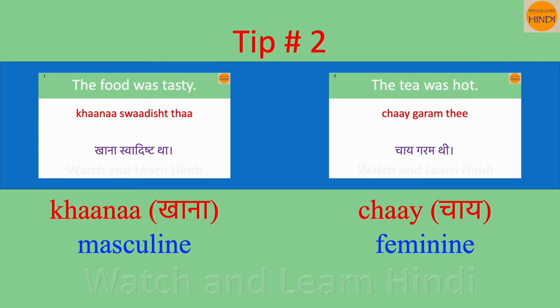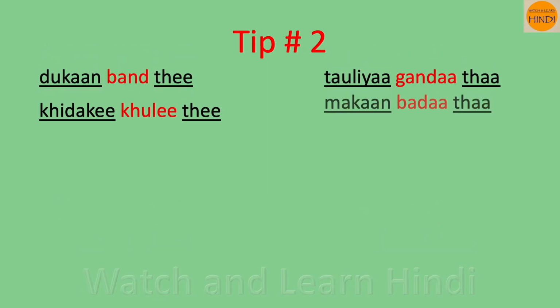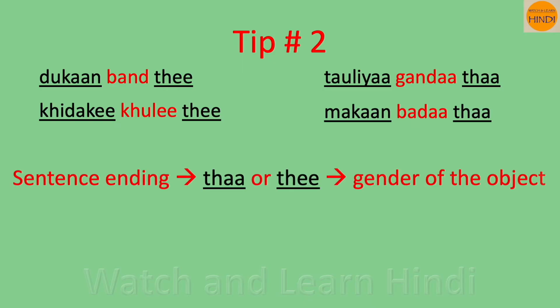Similarly, in all other sentences till now, tha and thi were used depending on the gender assigned to the object we were talking about in the sentence. So this means that just by looking at the sentence ending, you can figure out the gender of the object we are talking about in the sentence.